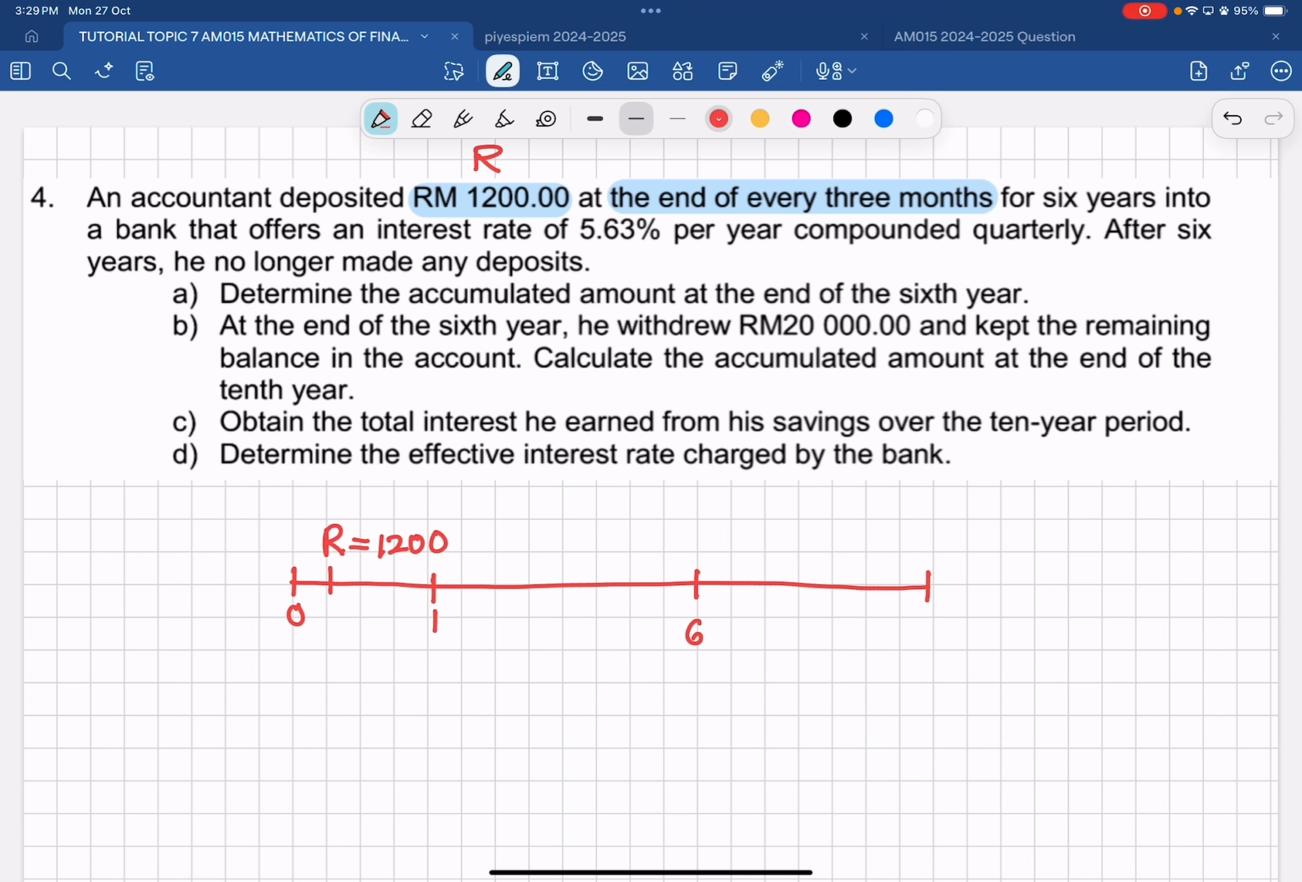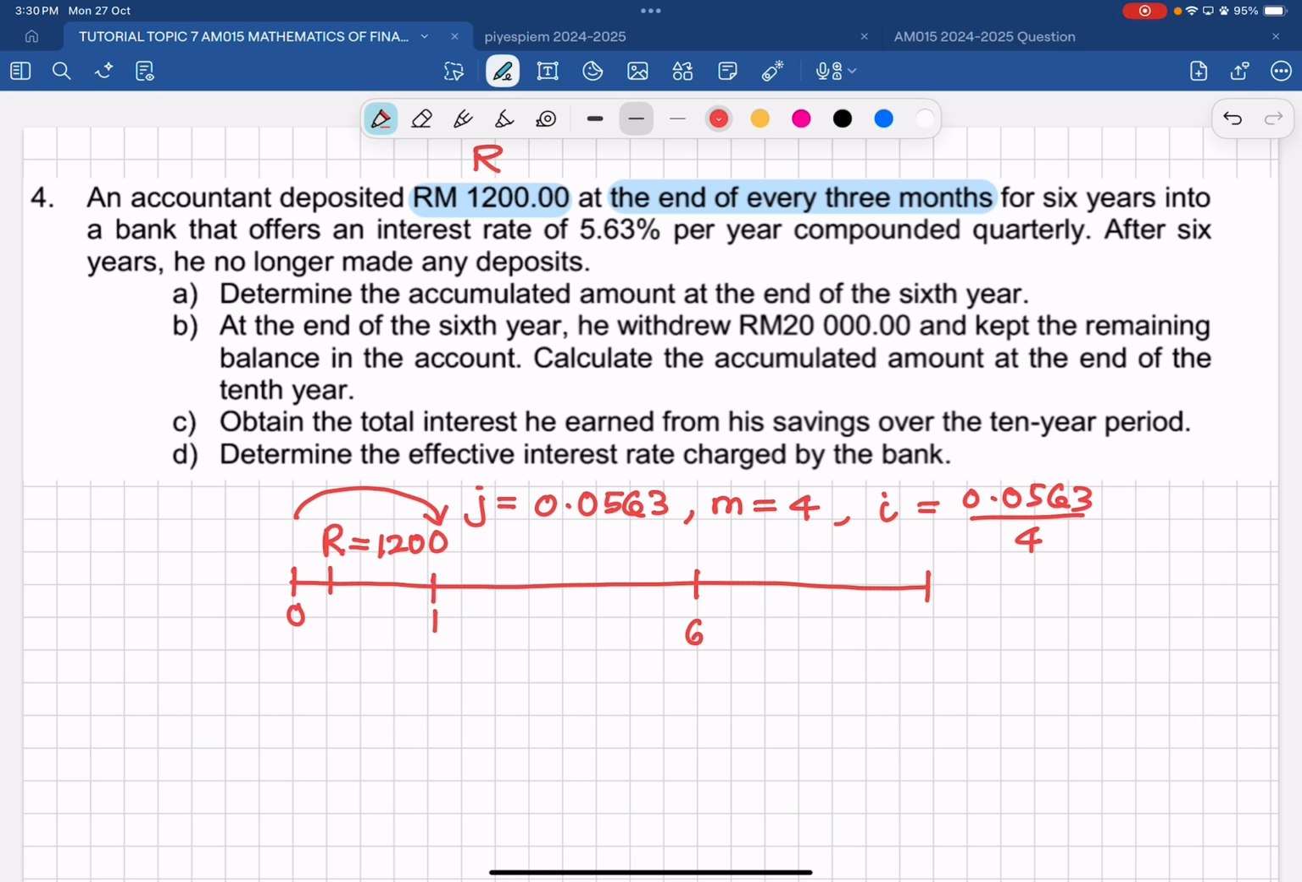At a bank that offers an interest rate, that is the J. J equals 0.0563. Compounded quarterly. What is the M? M equals 4. So if we have J and we have M, we can find I. I is J over M, 0.0563 divided by 4.